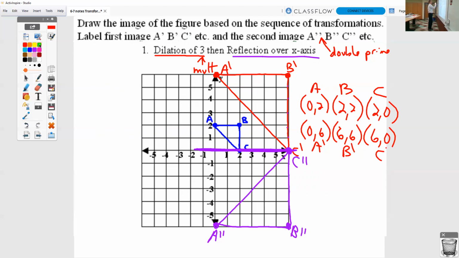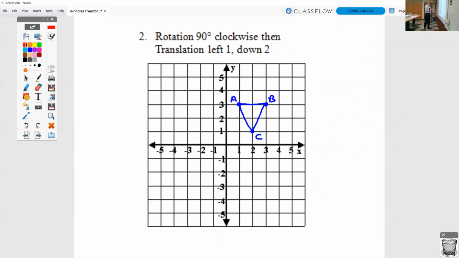So this was our original shape. This was our second shape, and then the third shape is based on the second shape. So that was the third one. So we went from here to here to here. We're doing a dilation of 3, then a reflection over the x-axis. So let's try another one.